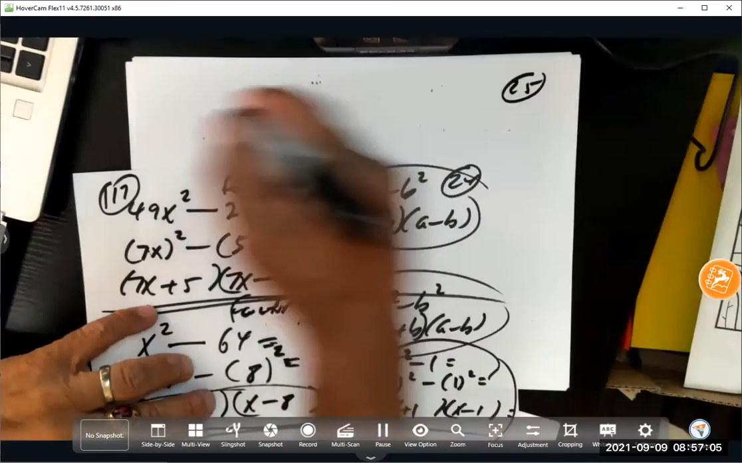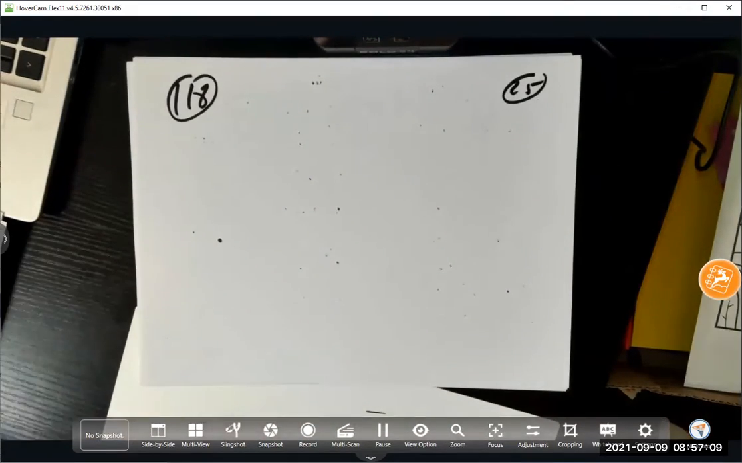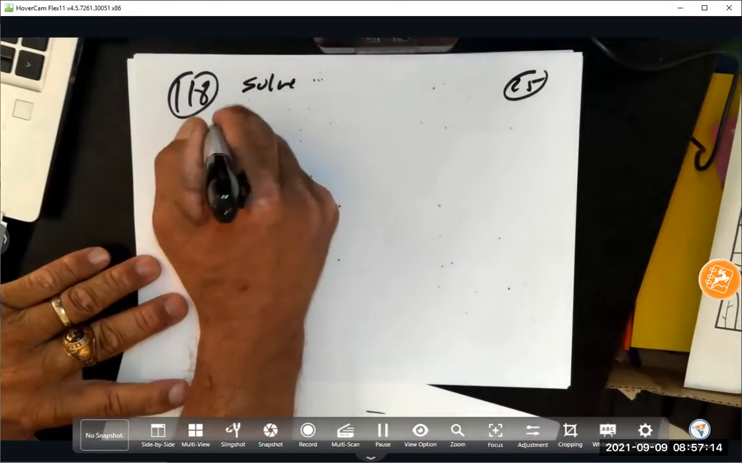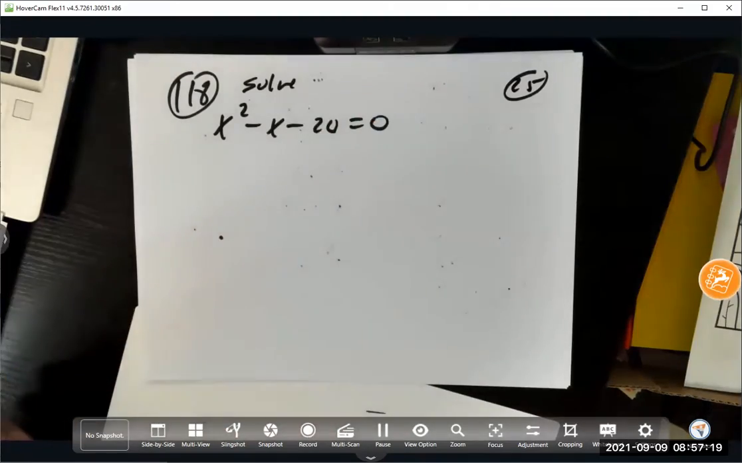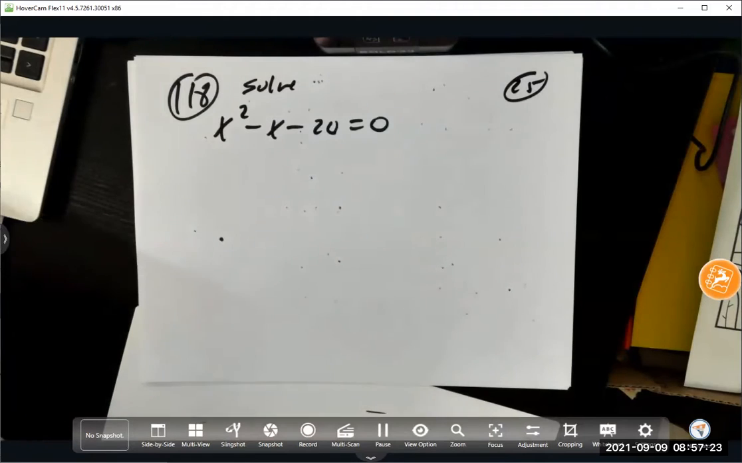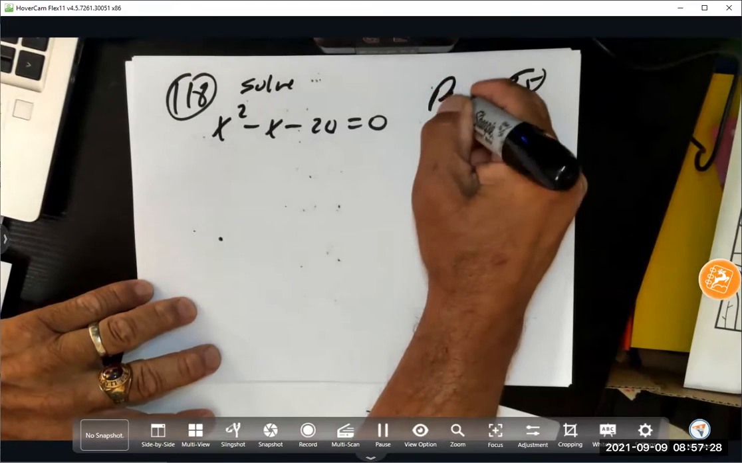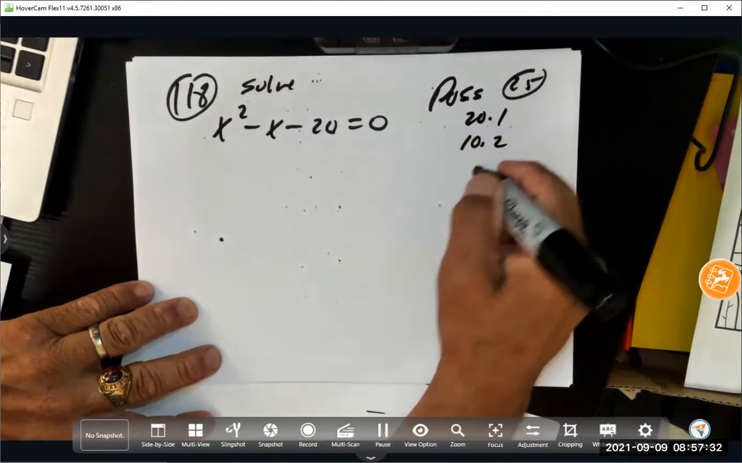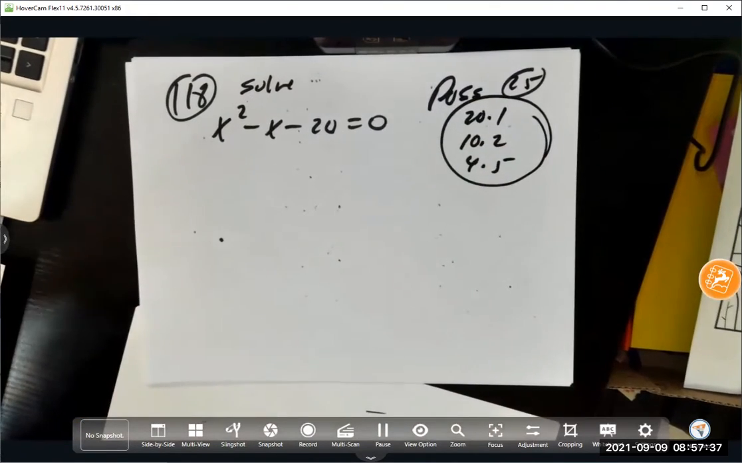All right, 118. It's gonna say solve x squared minus x minus 20 equals 0. Okay, now I have 20, so you need to think about it's a different number, 20. So let's go from there. So possible numbers are 20 times 1, 10 times 2, and 4 times 5. All these numbers are 20.